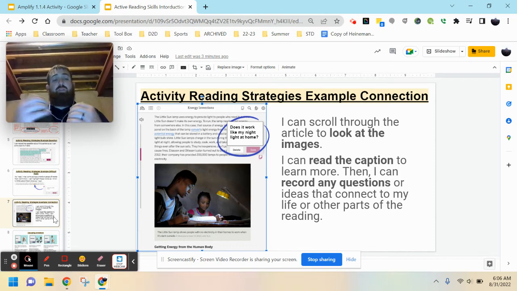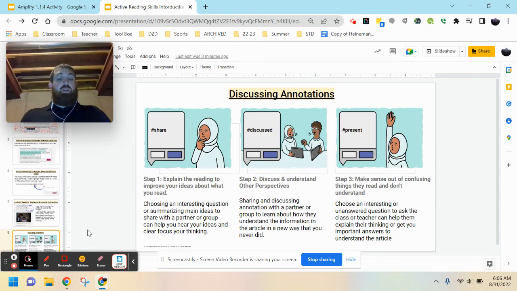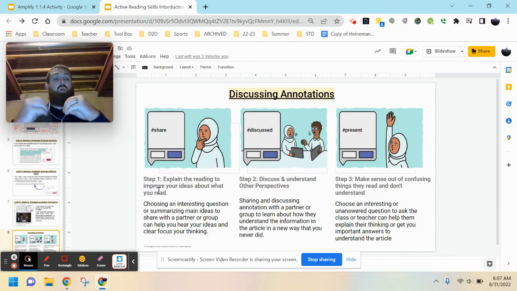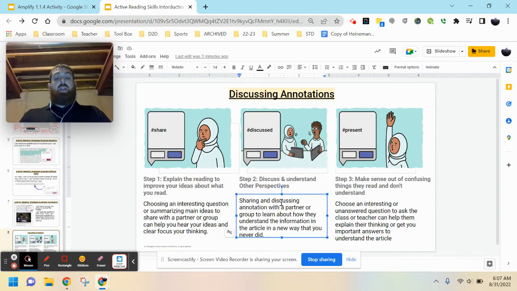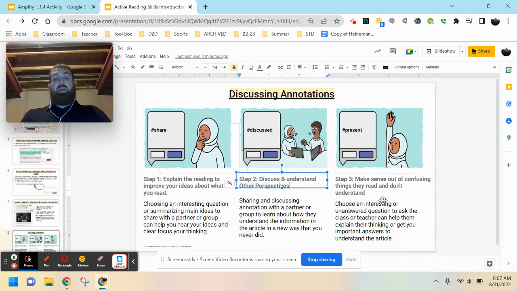Now, whenever we're done reading and whenever we complete our 3 types of annotations, questions, connections, and difficult texts, we then discuss. So step 1 is we explain the reading to whoever we're talking to, improve the idea of what you read. So we choose interesting questions or we summarize main ideas to share with our partner so we can hear our ideas out loud and we can clear up what we understand about the article. Next, we discuss and understand others' perspectives. So we're listening to other people, what they say. We're sharing and discussing our annotations with our partner and our group so we can learn about what they thought the article said and get a better idea.